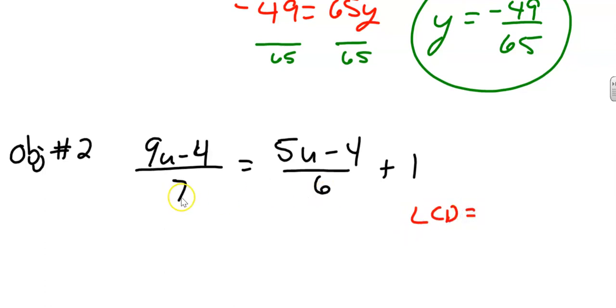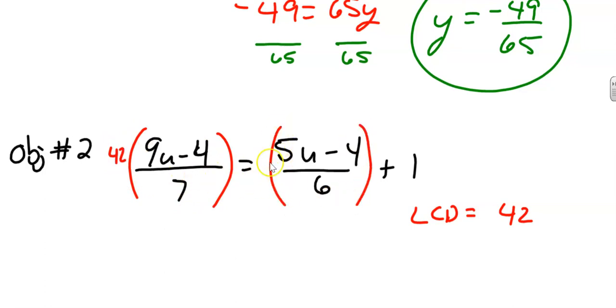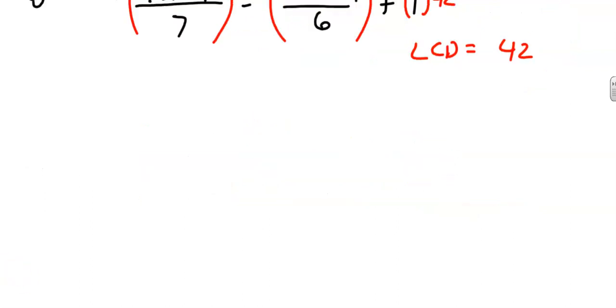Okay, you've got 6 and 7. First number they've got in common, 6 times 7 would be 42. So we're going to go back here and just multiply everything by 42. And even the one that doesn't have a fraction, you still got to go back and multiply it by 42.